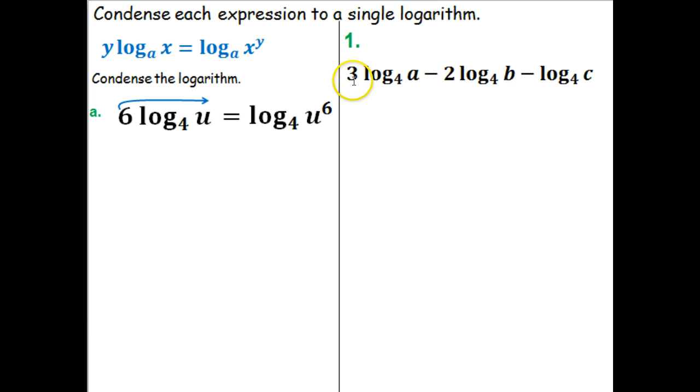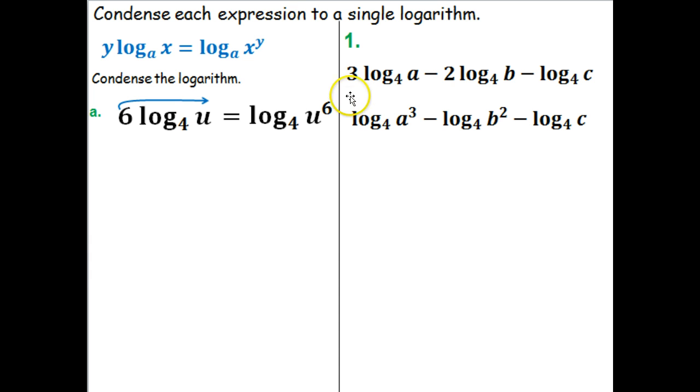Over here I have a 3. I can move that 3 over and it becomes the exponent of this a. And on this particular one, I have a 2 that I can move over to become the exponent on this b. Now this c over here has a 1 out in front, so there's no need to do anything there. So let's do that now.